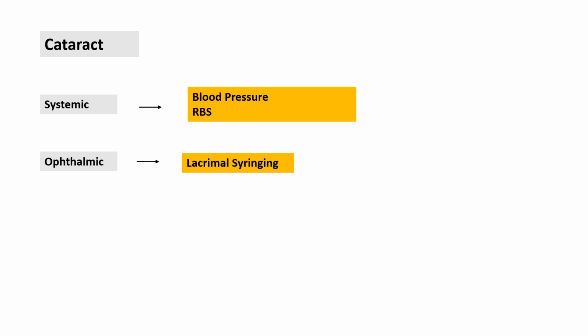Ophthalmic preoperative investigations: you will do a lacrimal syringing to rule out dacryocystitis, because if you operate on cataract when a patient has chronic dacryocystitis, there's a risk of endophthalmitis. You will do biometry.